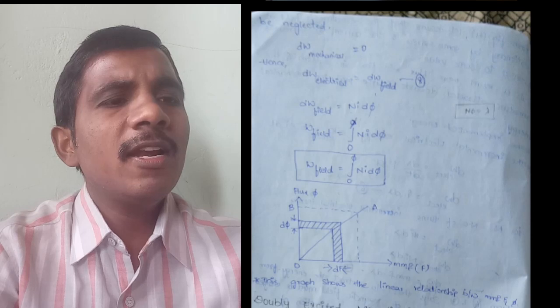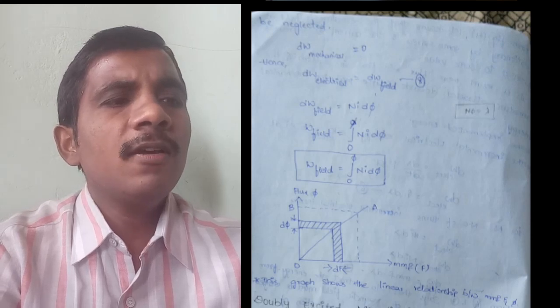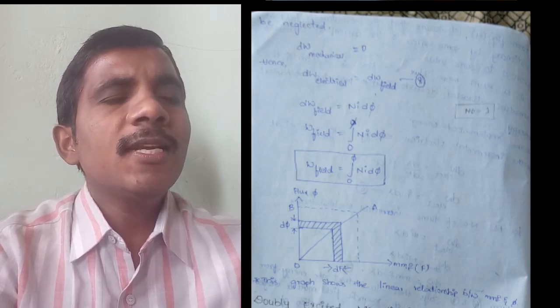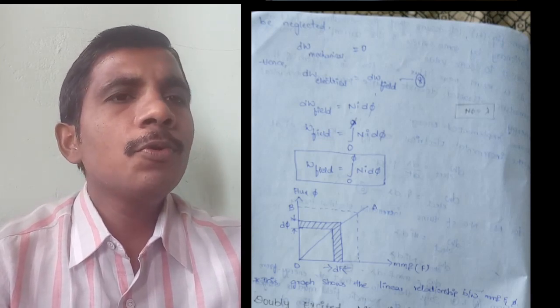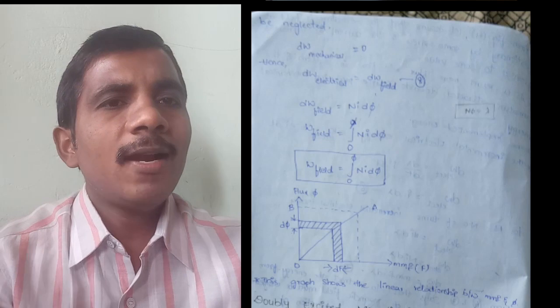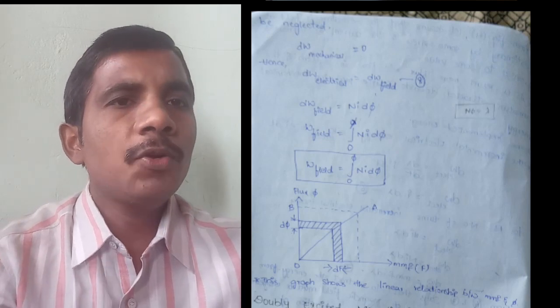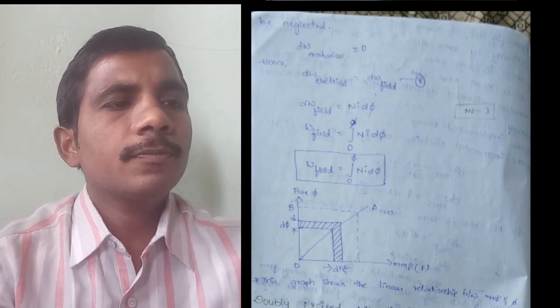This graph shows a linear relationship between MMF and phi. This is about the singly excited system. When a singly excited system is given the supply, due to MMF only, the armature will be attracted towards the core.